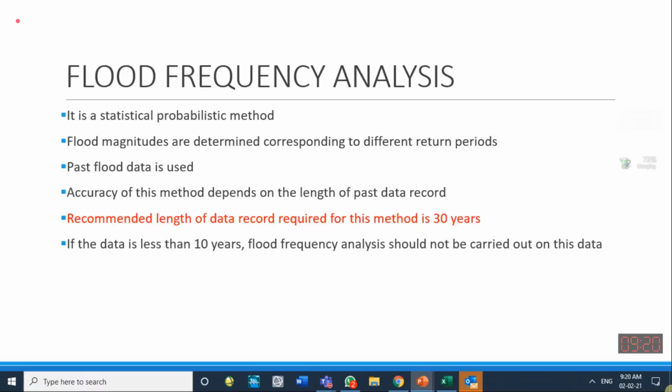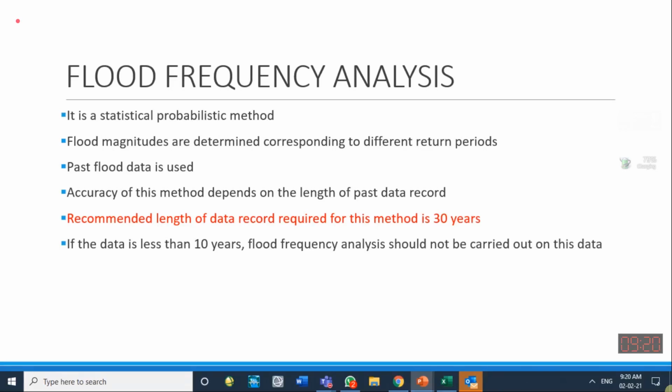So in these 10, 12 slides, we will be telling how to carry out the flood frequency analysis to calculate the return period of a certain series of floods. Keep in mind, not every flow is a flood, but floods are observed or recorded in a similar way as we observe the flows.